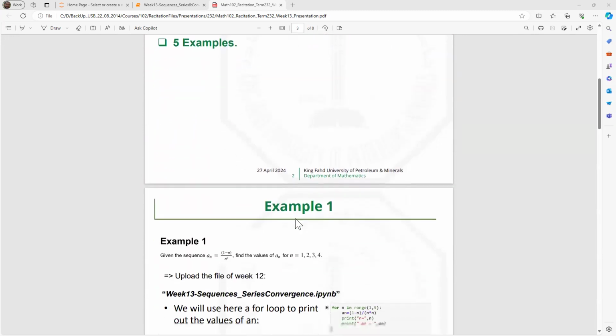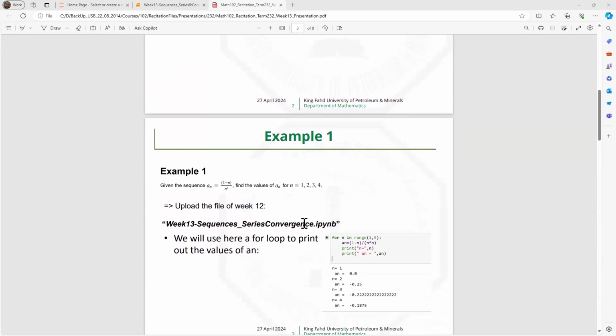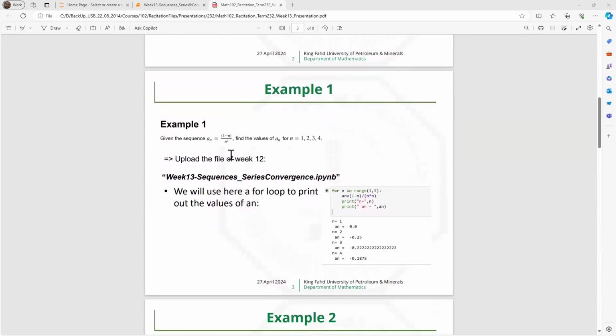So here we go. First of all, we start with a sequence that is defined as a_n equals 1 minus n over n squared. We'd like to find the values of a_n when n equals 1, 2, 3, 4. For this, we upload the file of this week's presentation, which is the week 13 presentation. And here we will use a for loop to print the values of a_n.